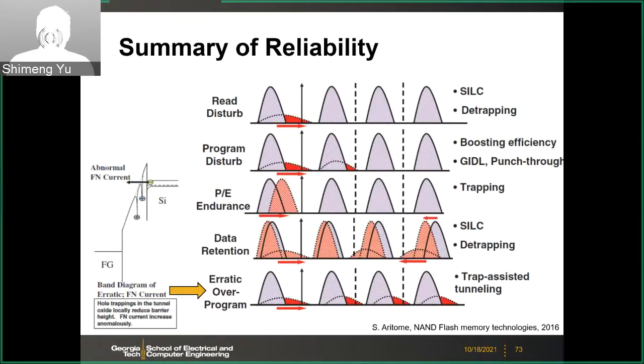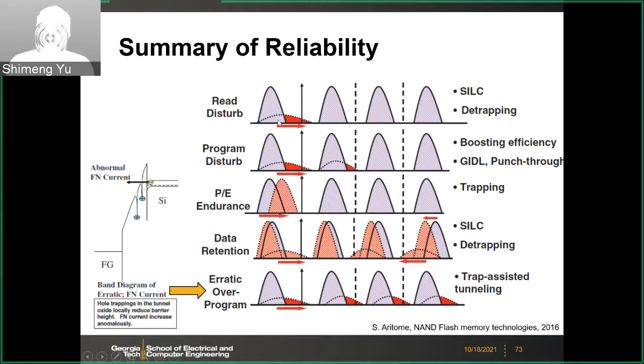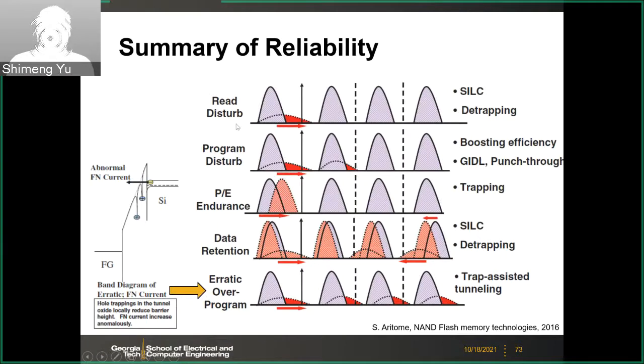All right, so let's have a summary of the reliability issues. Basically, you can summarize those reliability effects as a VTH distribution shift. Here we show an example of MLC, 4 levels of the VTH distribution. From this plot, you can look at the impact of each of the mechanisms, what it may have done to the distribution.